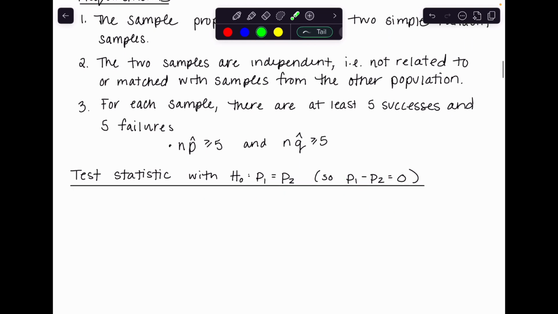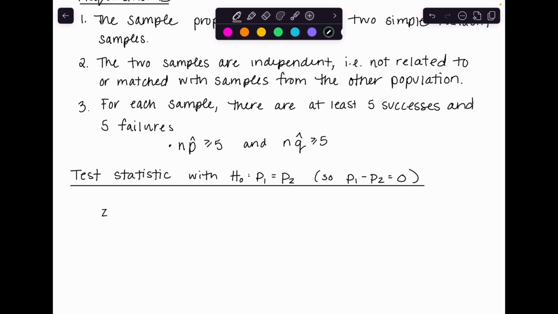So the test statistic, I won't lie, it is a little gross looking. It does take a little bit more to actually figure out, but that's because we're working with more data here. With our proportions, we always use the standard normal distribution table, so we're going to be working with z-scores.